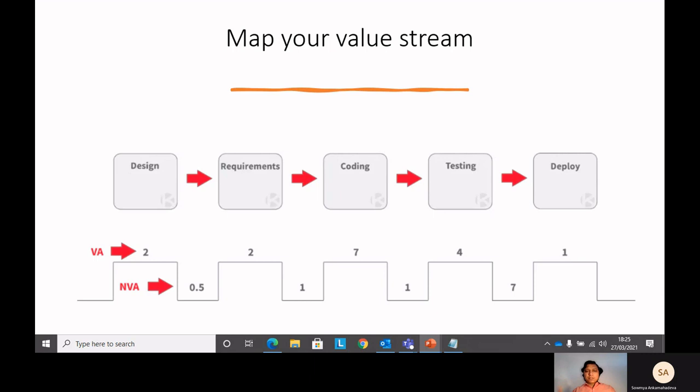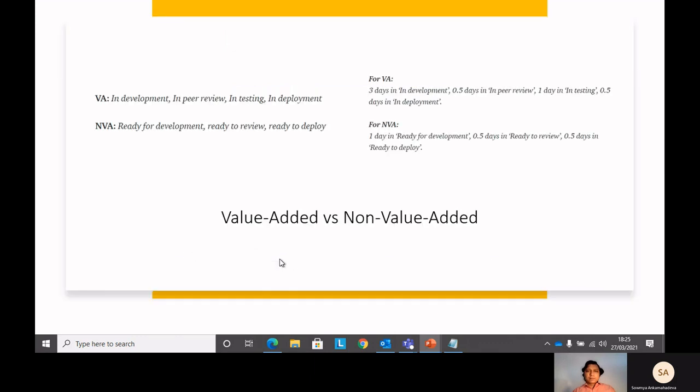This is one more example you can see. Over here, they kept it very simple: design, requirement, coding, testing, and deploy. That's it. Now below this you can see something which is VA and NVA. We are going to discuss what this VA is and what this value means in upcoming slides.